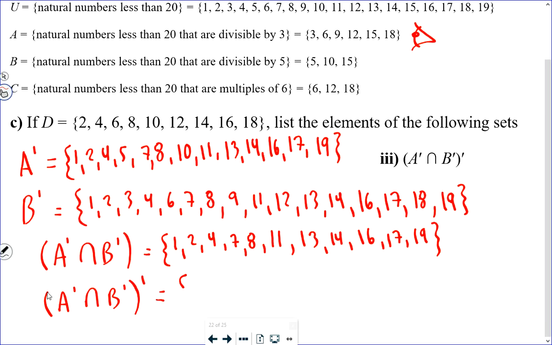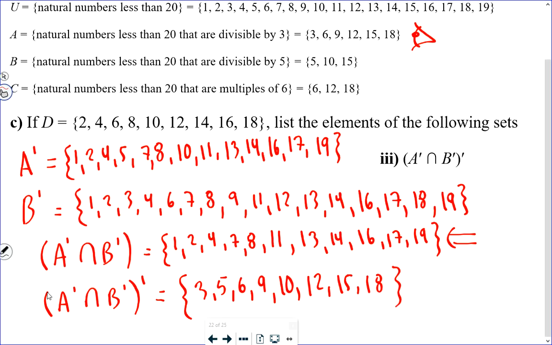so the question becomes, what is in the universal set but not in here? Well, a 3, a 5, a 6, a 9, and a 10. 12 is not in there. 13, 14 are. 15 is not in there. 16 and 17 are in there. 18 is not, and 19 is in there. Just do a final count here. And it looks good. So this is our answer.